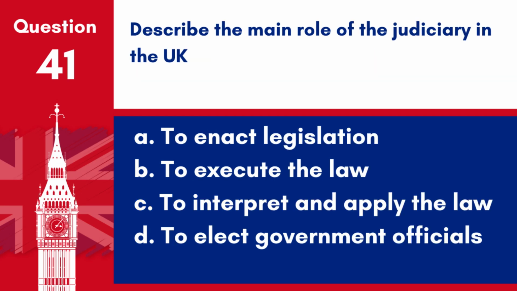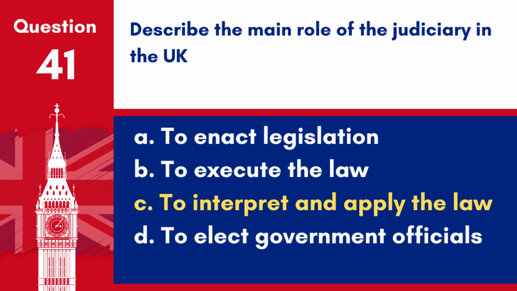Question 41. Describe the main role of the judiciary in the UK. A. To enact legislation. B. To execute the law. C. To interpret and apply the law. D. To elect government officials.